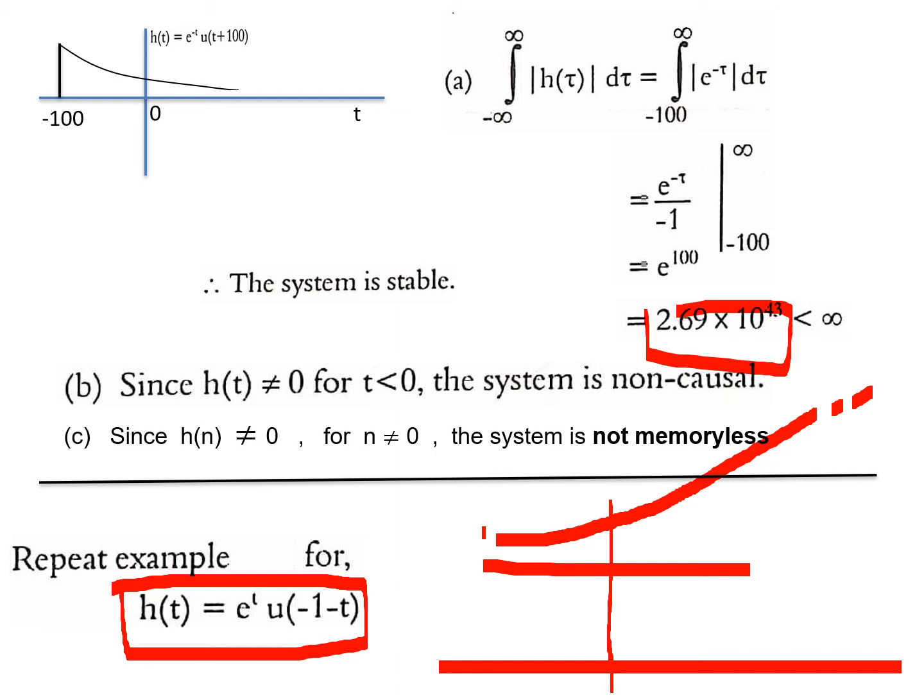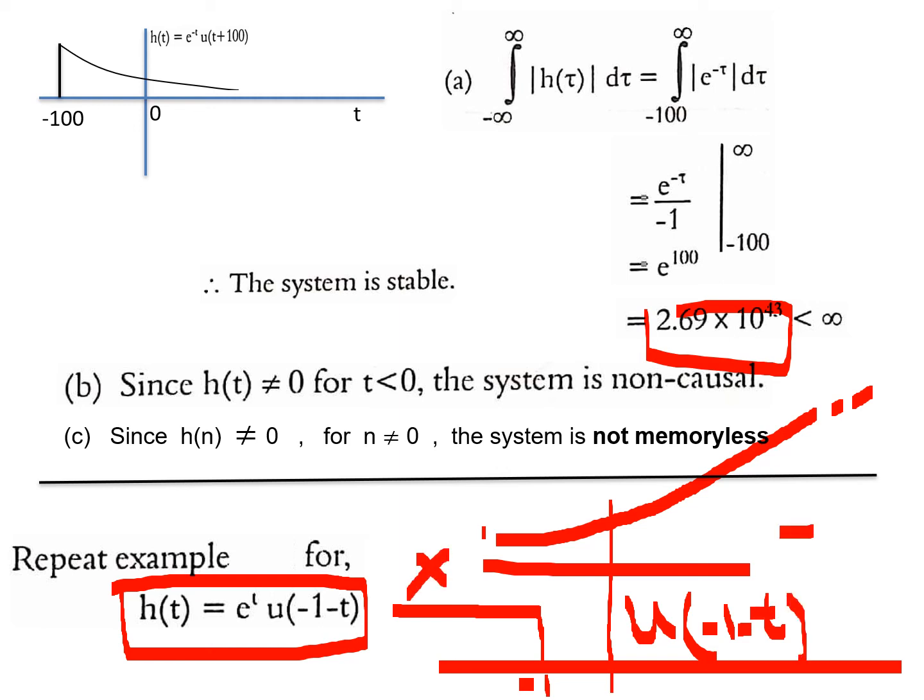So what is it? How to get u of minus 1 minus t? u of t is this. You delay it by 1, then fold it. Fold means it will be like this. This is u of t, so minus 1, this signal is u of minus 1 minus t, isn't it? Now these two should be multiplied, and you'll get the resultant graph.